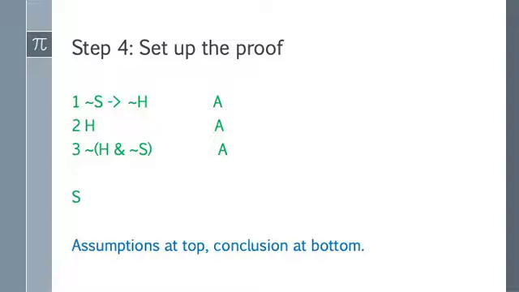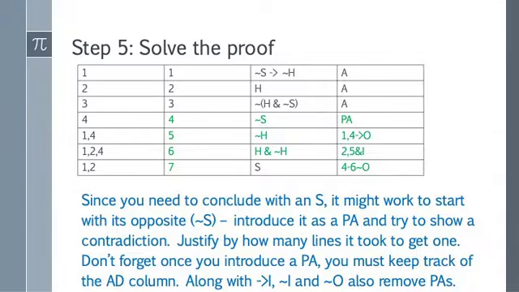Scanning the assumptions you already have, how are you going to get to S? We don't have S anywhere in those assumptions. In fact, we have not S. And then also they're trapped, right, with arrows and ands and parentheses. So it's not like you just have S anywhere. So next we solve the proof.